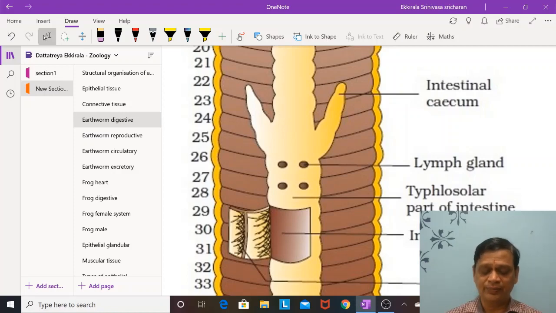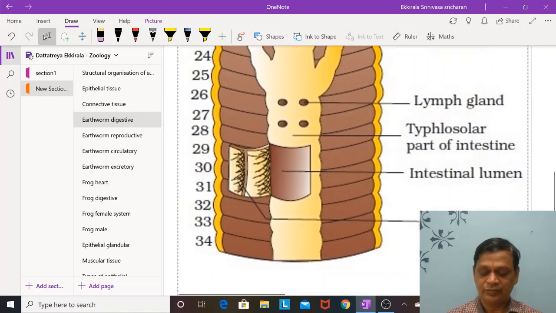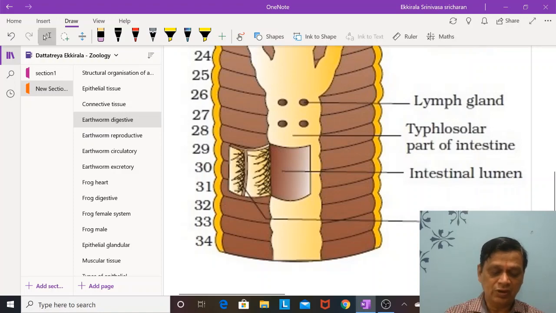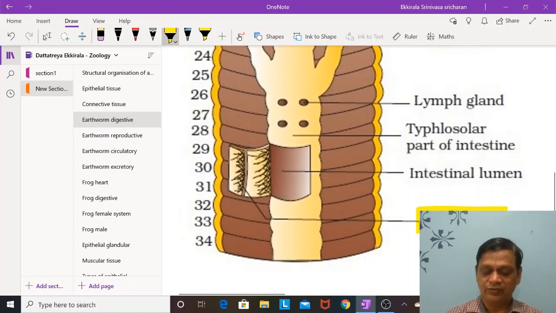What is typhlozoal? If you take a small section, you will find that there is a typhlozoal. It is a fold in the intestine. So the fold in the intestine is known as a typhlozoal, right? Typhlozoal is a fold, and within the lumen you can see the intestinal fold, right?